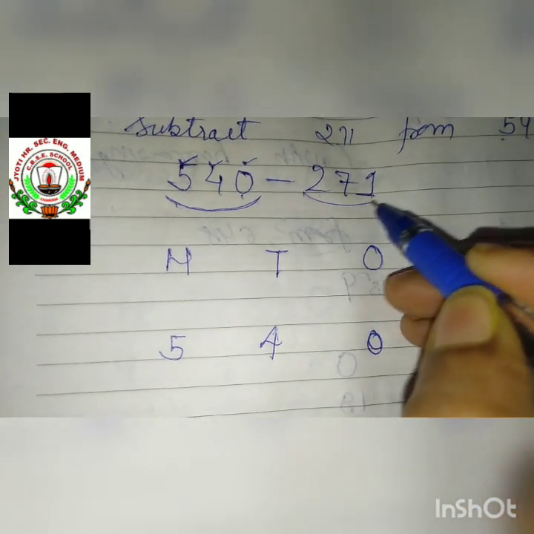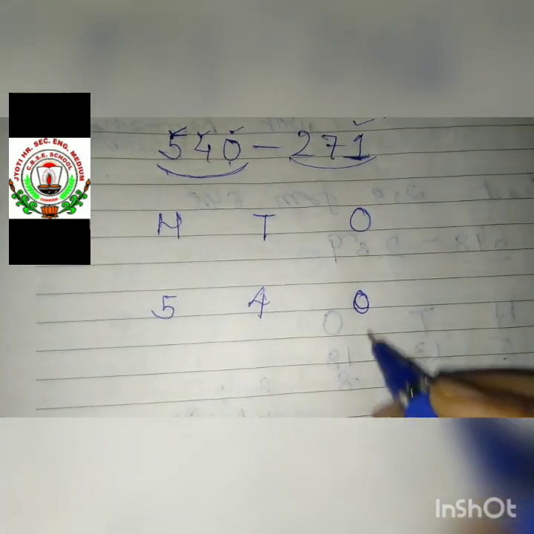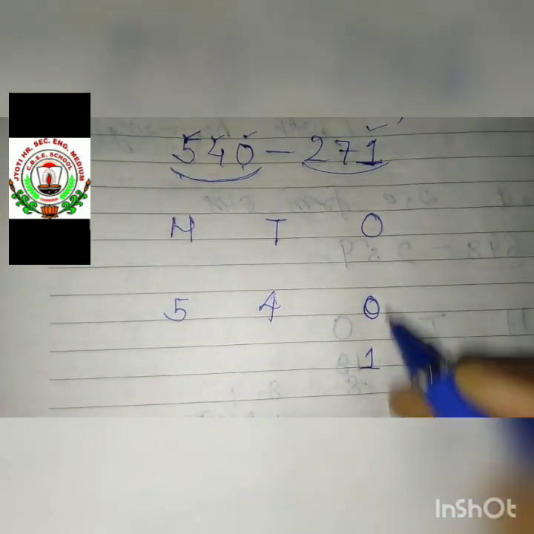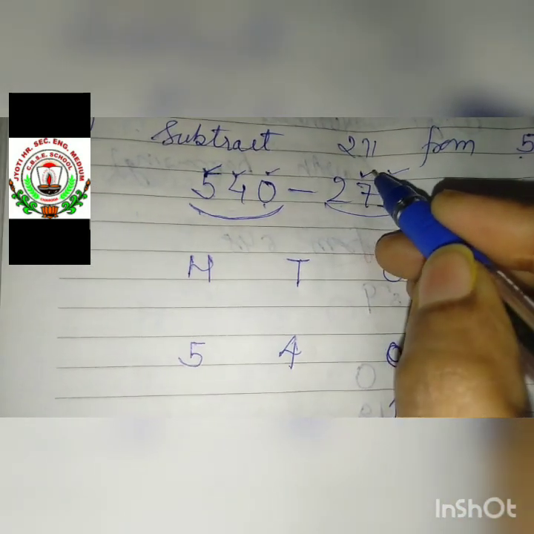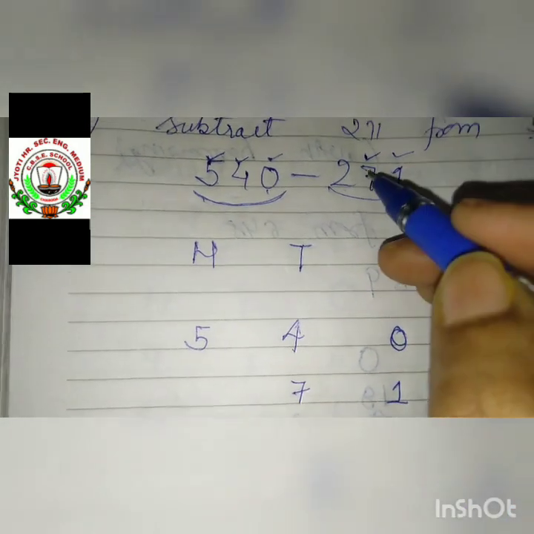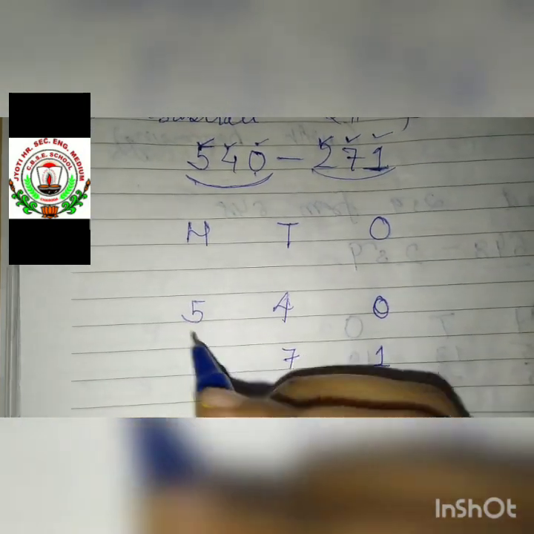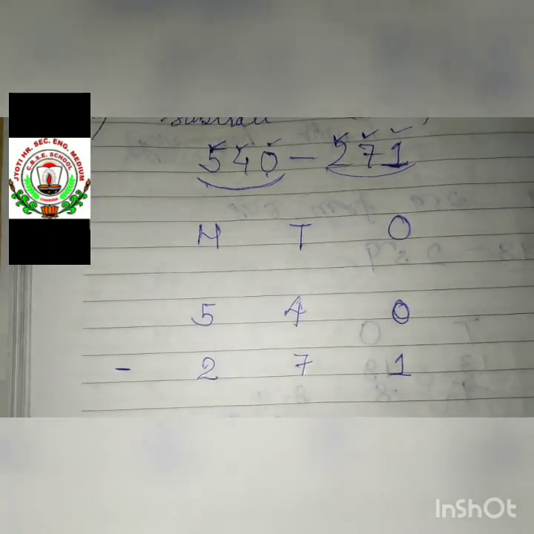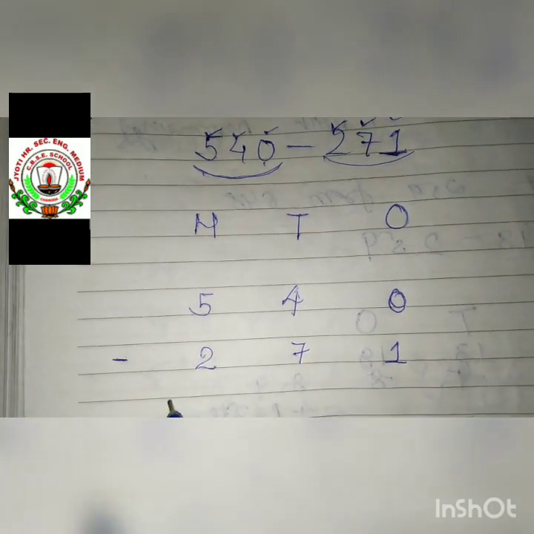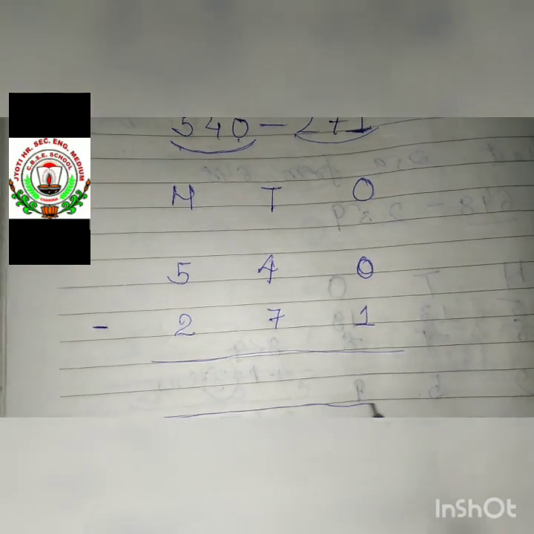271. Again from the right side, we have the number 1. We will write it on the ones column just below 0. Then we have the number 7. This 7 will come under the tens column just below 4. Then we have the number 2. This 2 will come under the hundreds column just below 5 like this. And just before it we have to put the subtraction sign. And we will do the calculation of subtraction now.